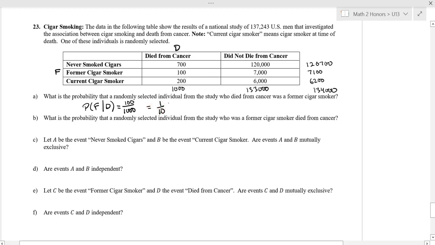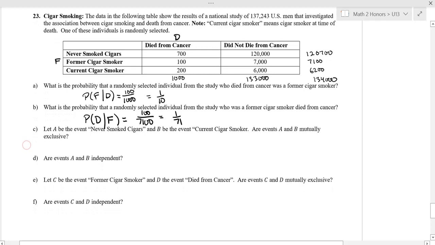Alright, B says, what's the probability that a randomly selected individual from the study who was a former cigar smoker died from cancer? So probably they died given they were a former cigar smoker. So out of the former cigar smokers, there's 7,100 of them. 100 of them died from cancer. So 1 out of 71.